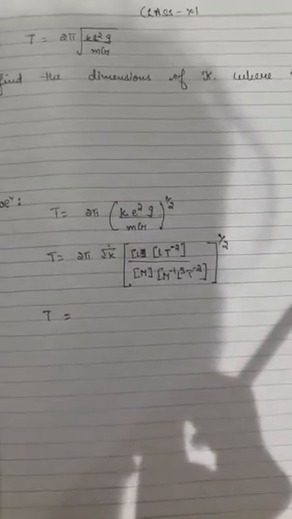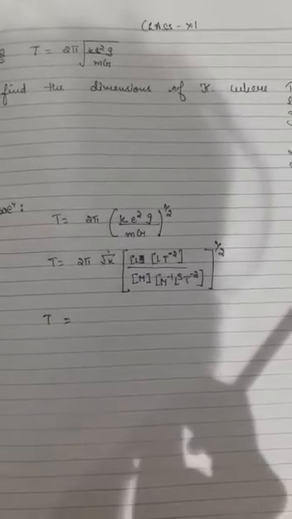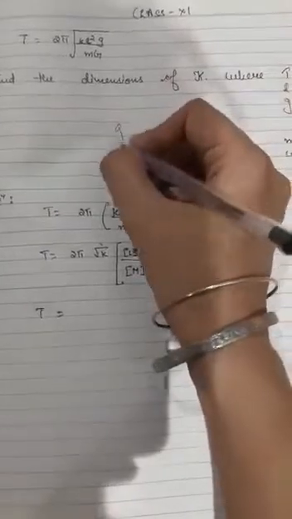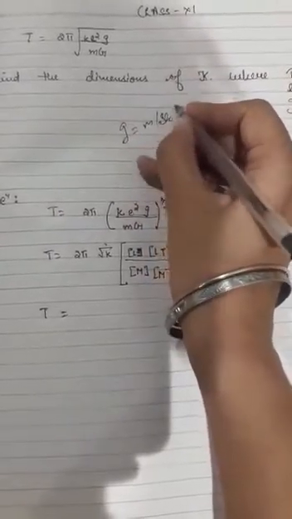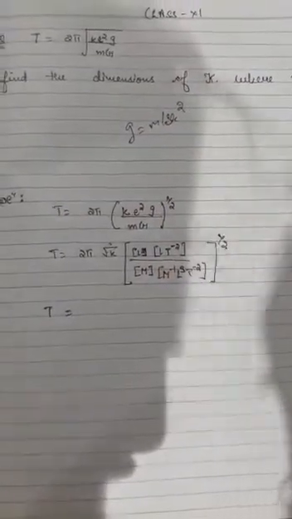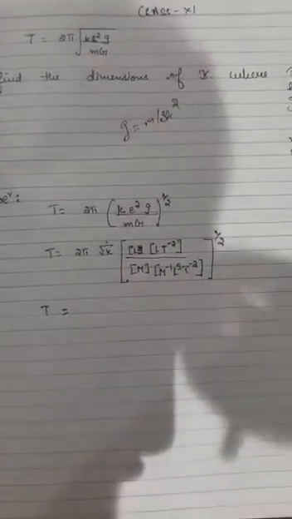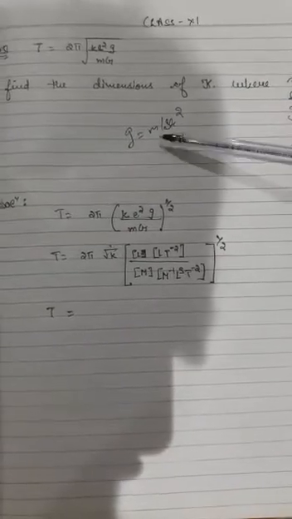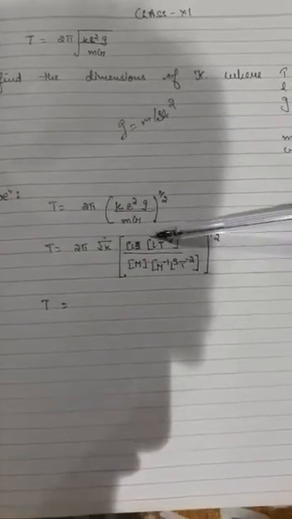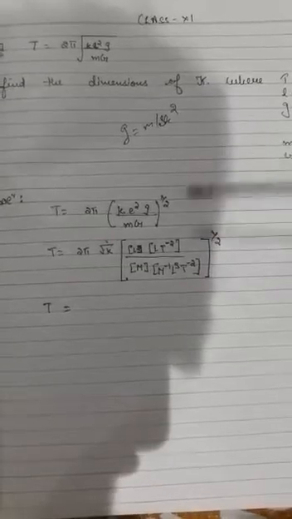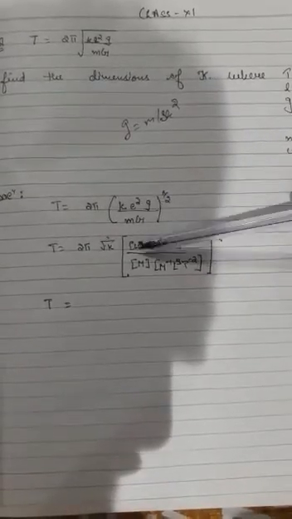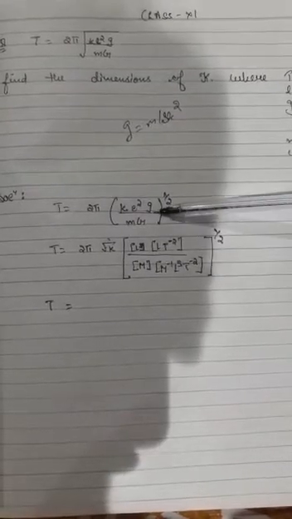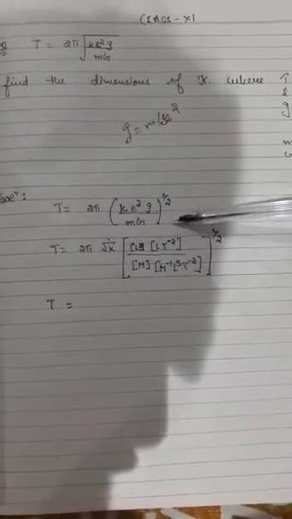What are the units for acceleration due to gravity? Meter per second square. Meter is measured in length, so I have written capital L, and second square is T square. So for L square I have written the dimension L square, and for g I have written the dimension L T minus 2.